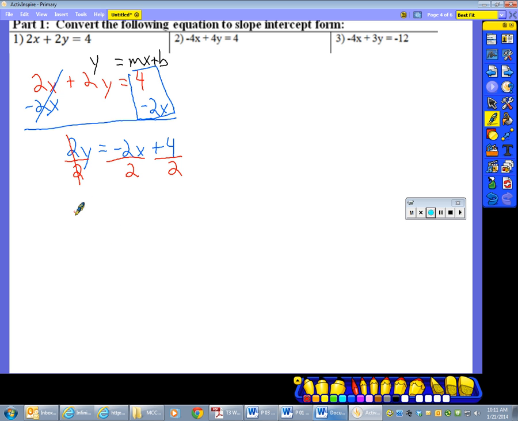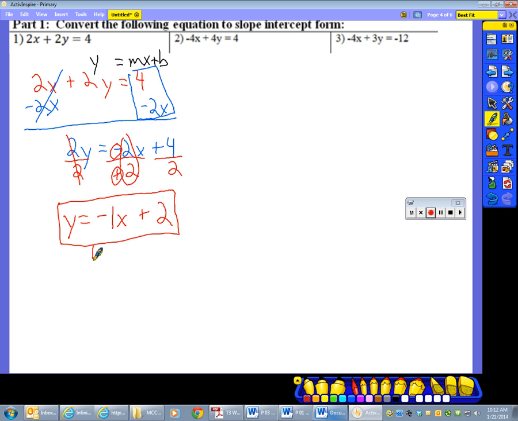So now what I'm left with is y equals 2 divided by 2 is going to be 1. So that's a negative 1x, because if I divide a negative and a positive, then you get a negative answer. That's 7th grade stuff also. And then 4 divided by 2 is a positive 2. So this is what my equation is in slope-intercept form. Y equals mx plus b.